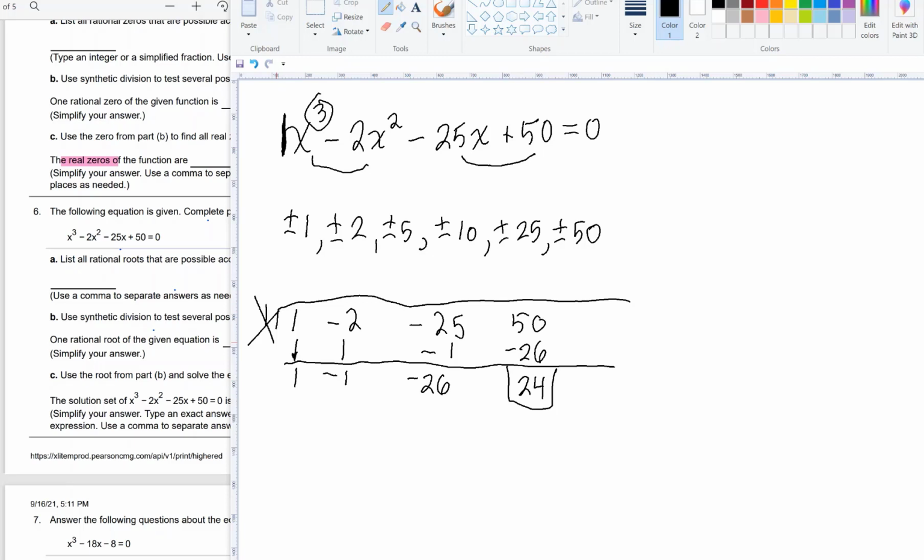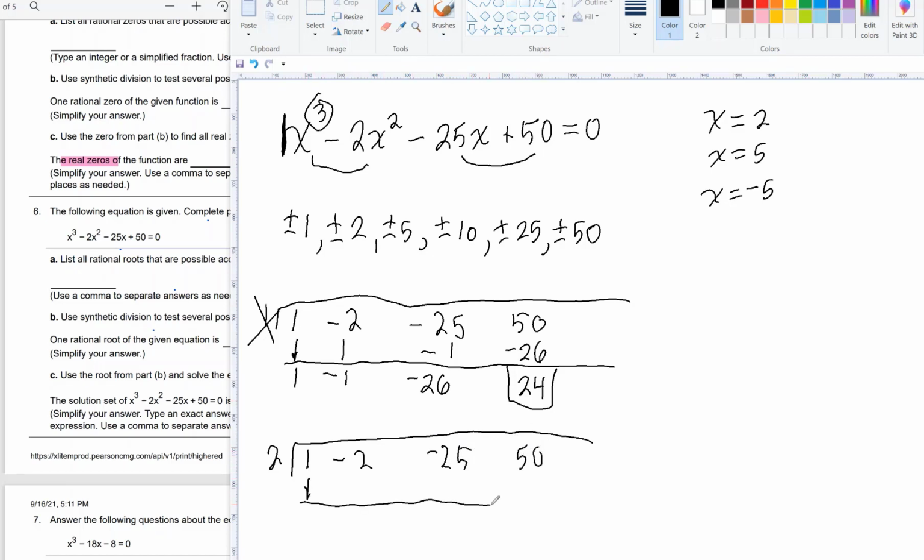And we already know that because we already found the solutions. Remember, we found them to be 2 and 5 and negative 5. So I'm going to skip doing negative 1 and negative 2 and go straight to 2. Of course, you won't be able to do that if you haven't factored and found the solutions to begin with. 1, negative 2, negative 25, and 50.